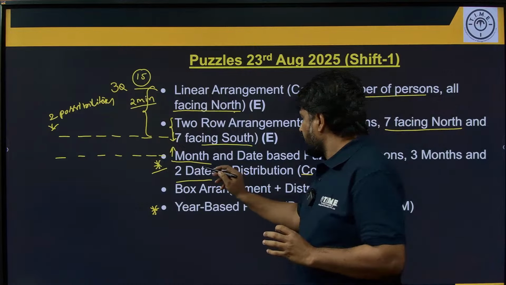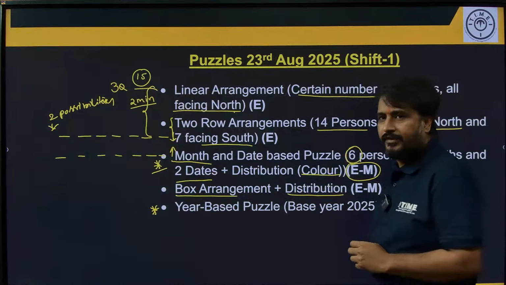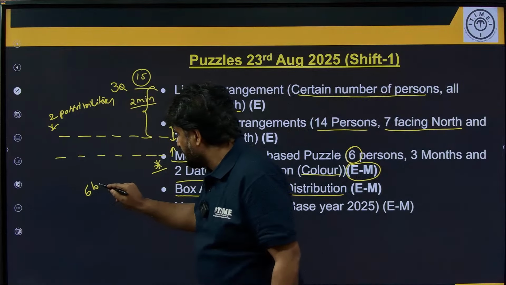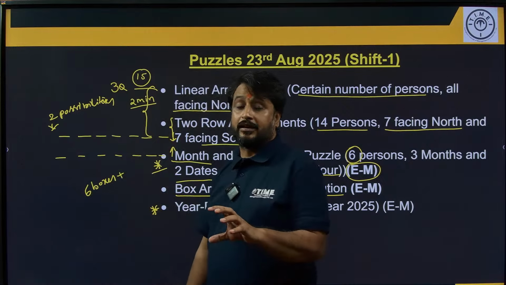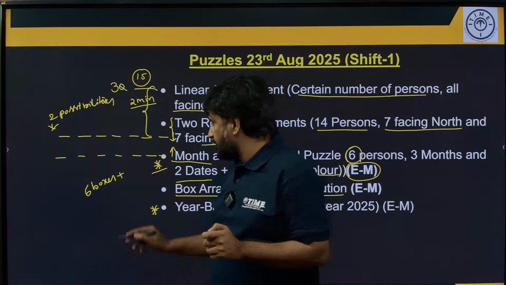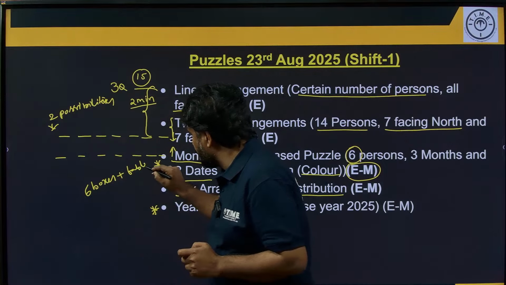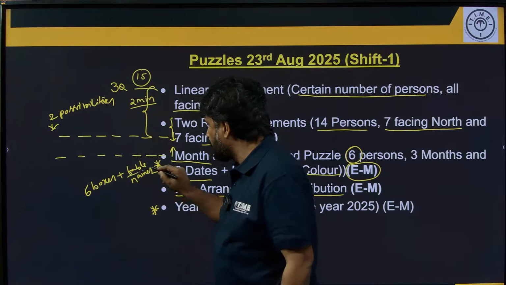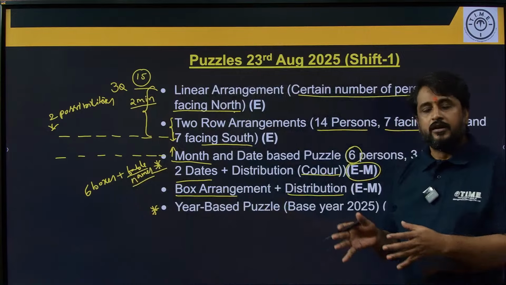And in the next one, a box arrangement along with distribution is given. We are given 6 boxes, and these 6 boxes are kept on 6 different tables, and the tables have names. 6 tables, 6 boxes, and table names. This we have to arrange. So these 6 boxes are kept on 6 tables, and we have to find out which box is kept on which table.